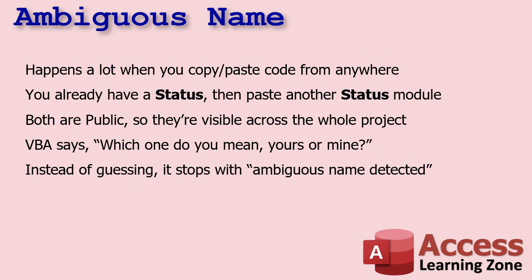So instead of guessing, VBA just throws up its hands and says, I don't know which one you're talking about. Let's take a look. I get this, by the way, all the time from people who copy my stuff. And they've also copied stuff off of this website, and then they copy stuff off of that website. And they've got a bunch of stuff that they don't understand. And they just drop it all in an Access database and wonder why it doesn't work.